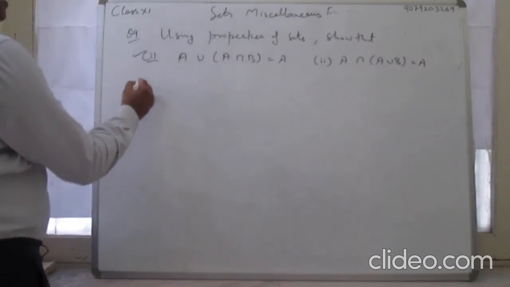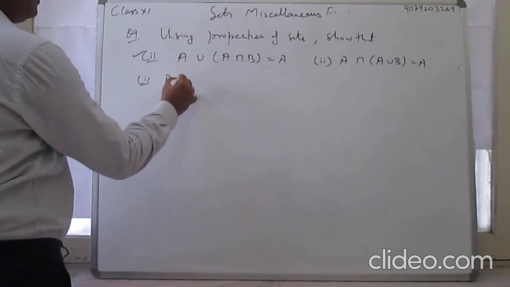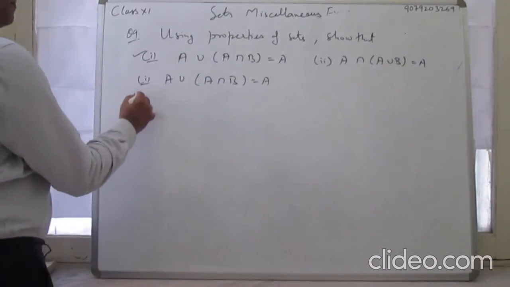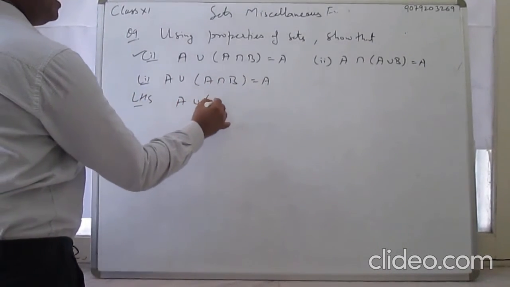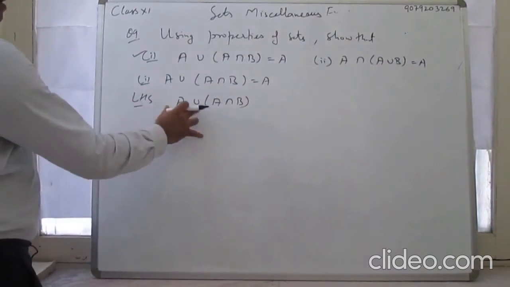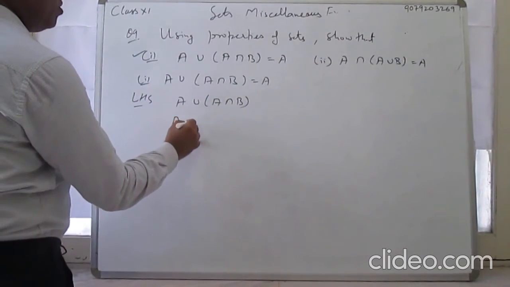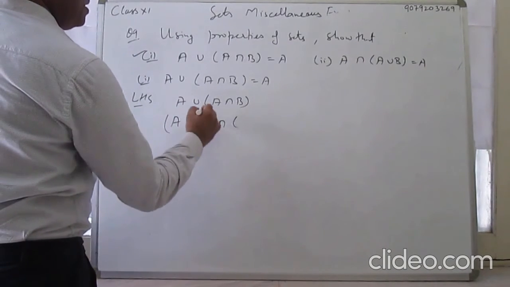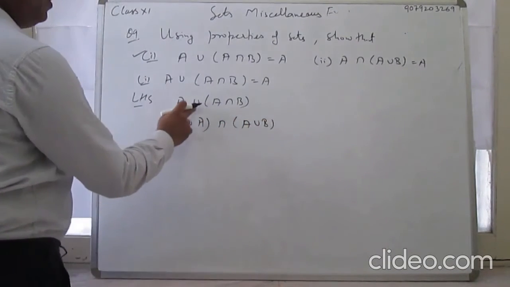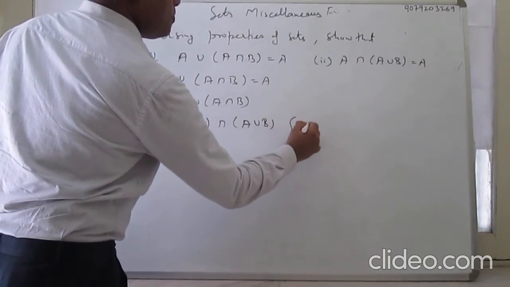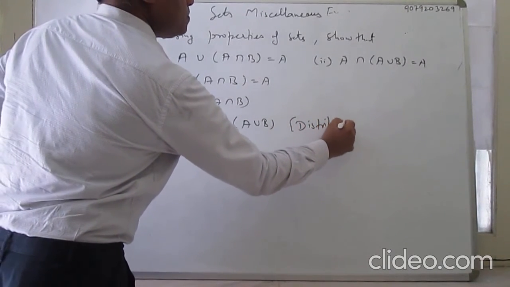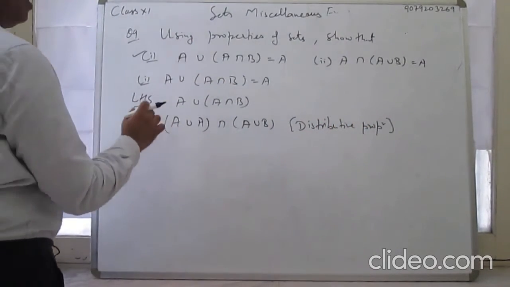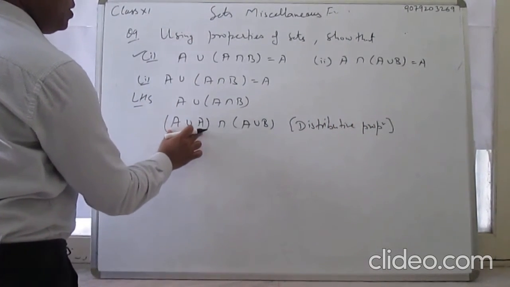I will take first part. A union (A intersection B) is equal to A. So I will take left hand side, A union (A intersection B). Use distributive property. (A union A) intersection (A union B). It is union over intersection, distributive property.